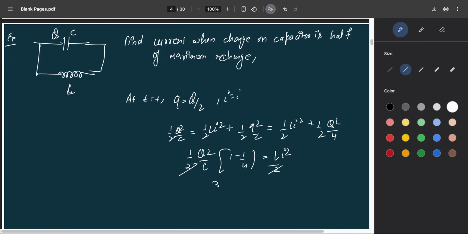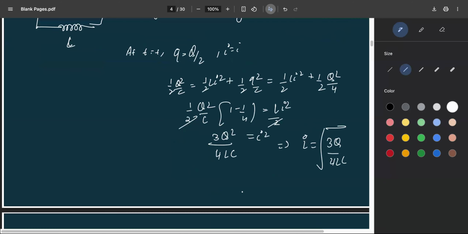So what is the answer we are looking at? 3 q square divided by 4 times Lc is equals to I square. So current comes out as 3q by 4 Lc. Okay, let's use another method.